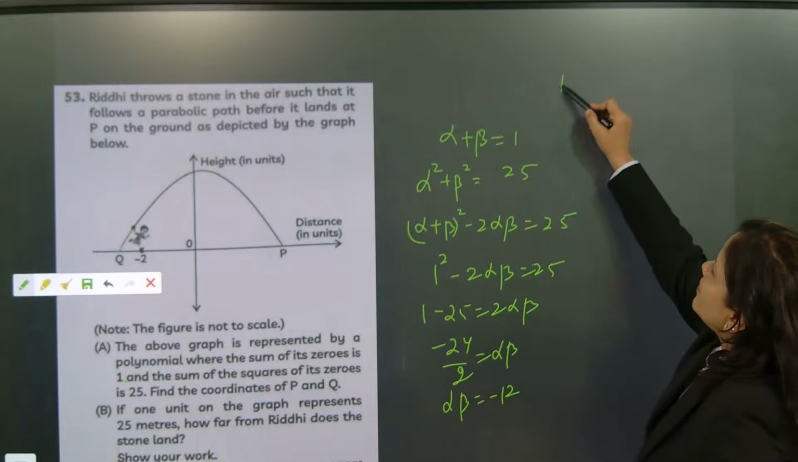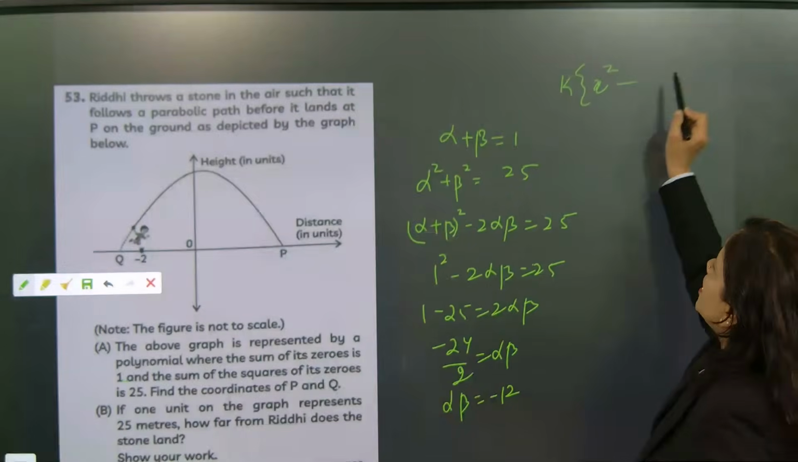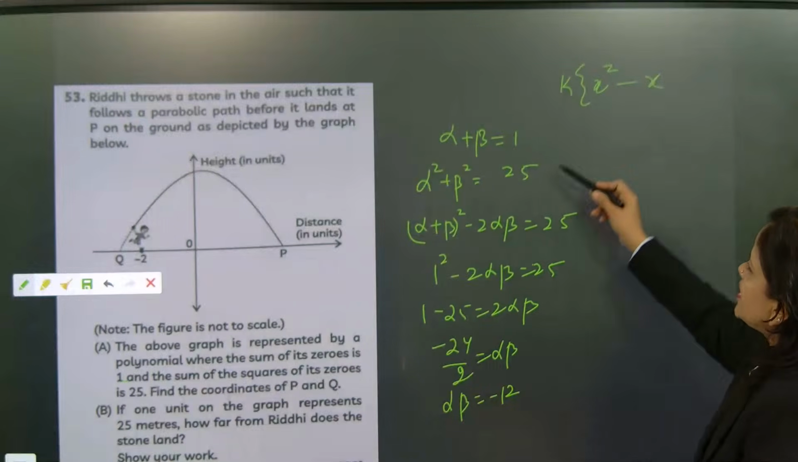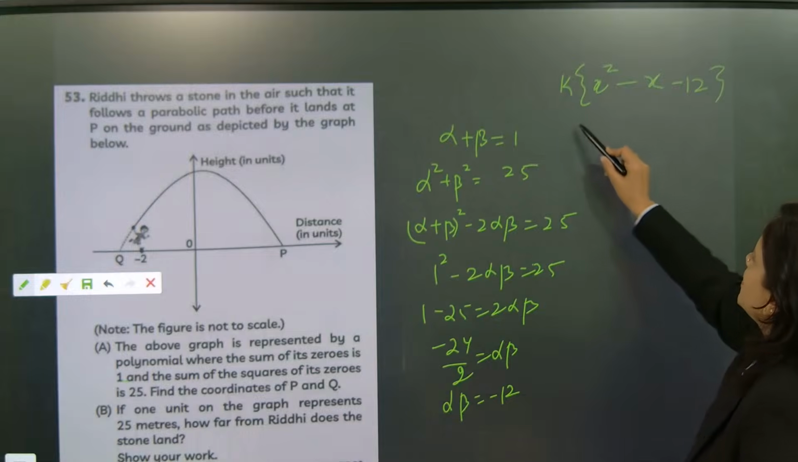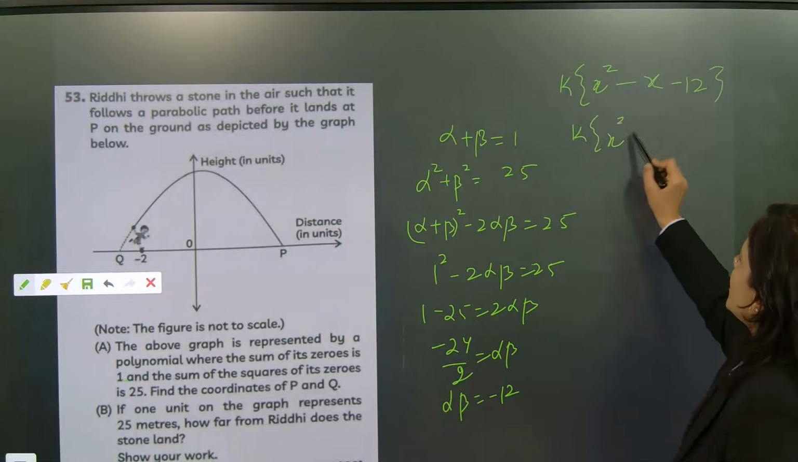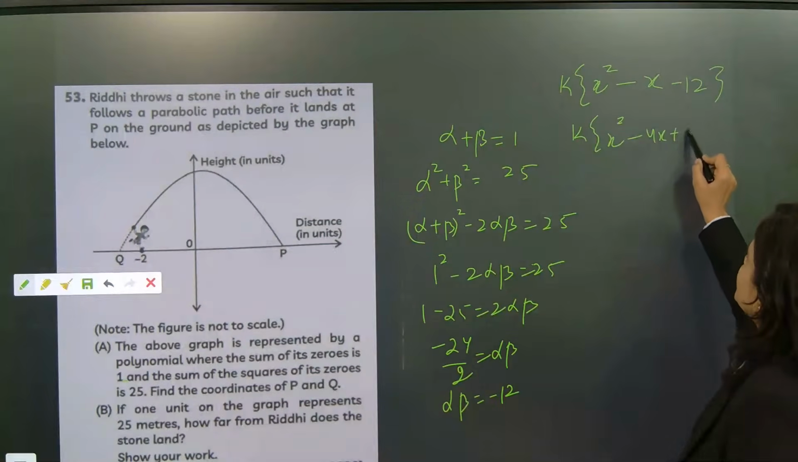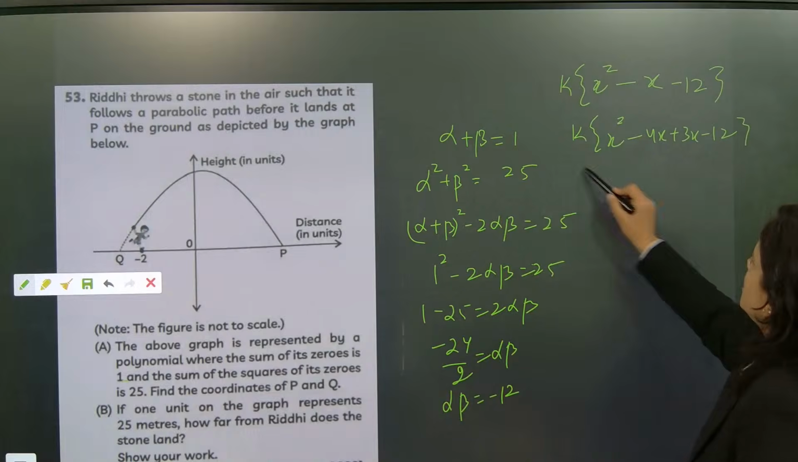So now we can frame the quadratic equation: x square minus x, because alpha plus beta is coming as 1, and alpha into beta is minus 12. So x square minus 4x plus 3x minus 12. Factorize it.